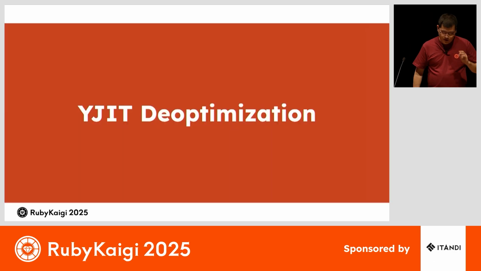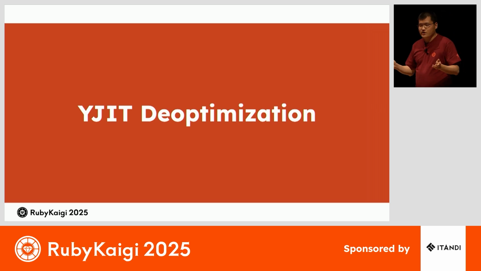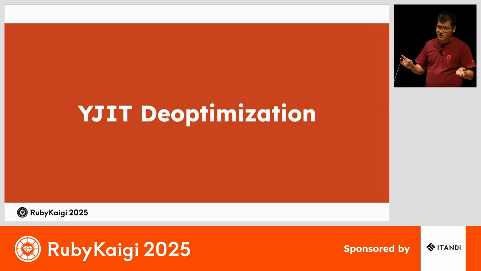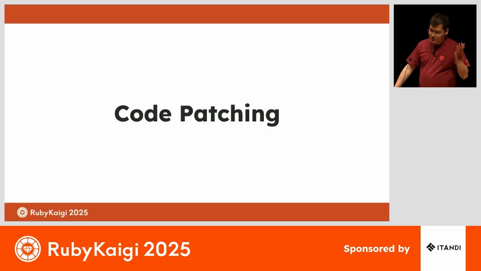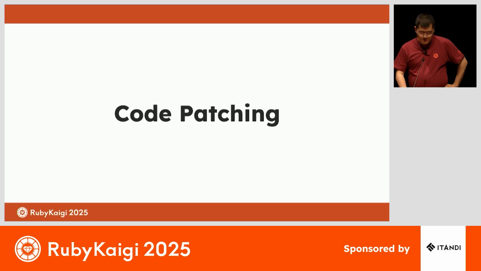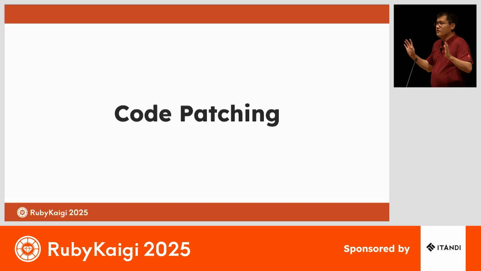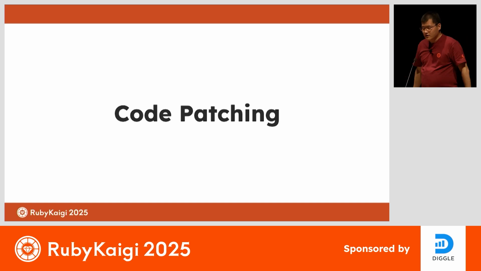So I'm going to next talk about traditional YJIT deoptimizations that have existed since Ruby 3.1. The major thing we do for deoptimization is called code patching. Because we maintain every single bit of machine code we generate, we know exactly which address should be invalidated when we need to do so.